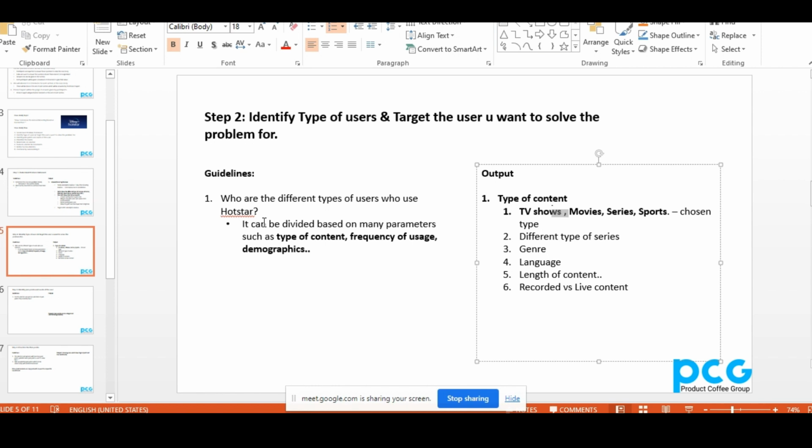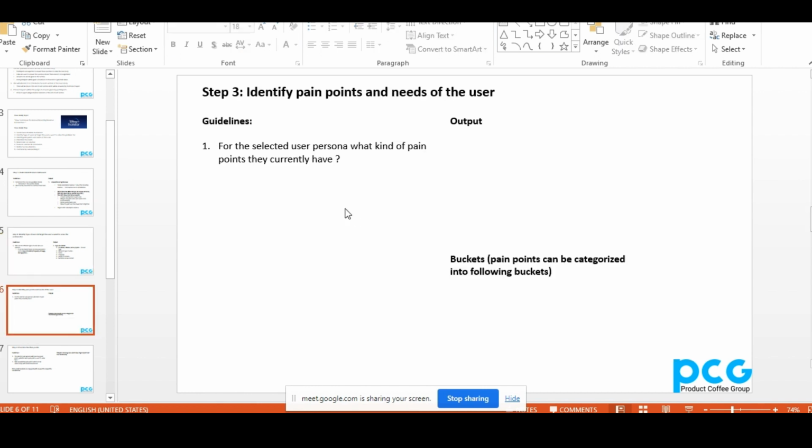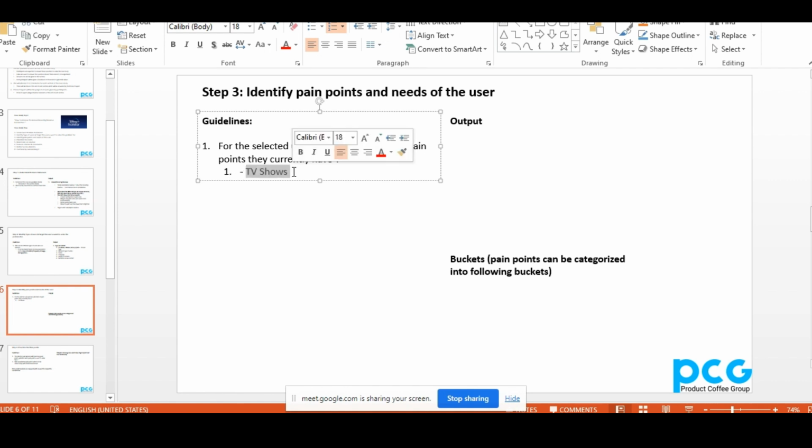Out of which, we have to identify the pain points. To identify the pain points, I would suggest we choose one vertical of this. So we'll select TV shows. I think nowadays people mainly go to OTT for that. They at least started with that. Now they are expanding into other things. The selected user persona for this is TV shows.